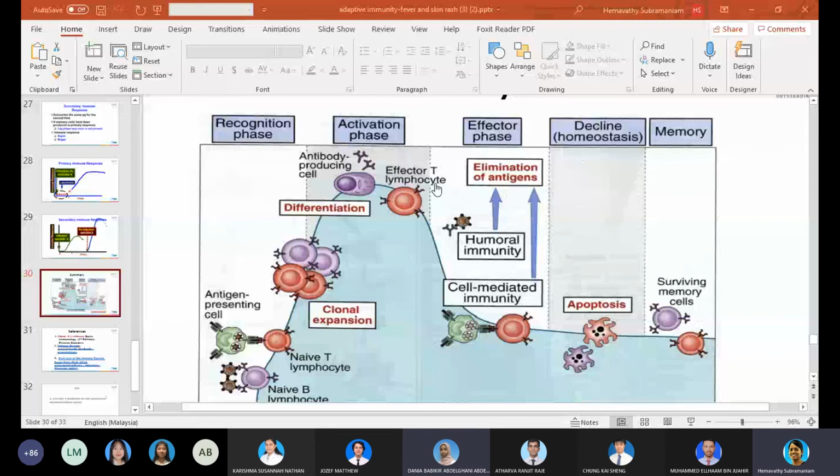For MHC class 1, the antigen binding cleft is formed by the alpha 1 and alpha 2 domains, and for MHC class 2, it's formed by the alpha 1 and beta 1 domains. Okay, these are major differences in terms of structural components. Right, very well done.